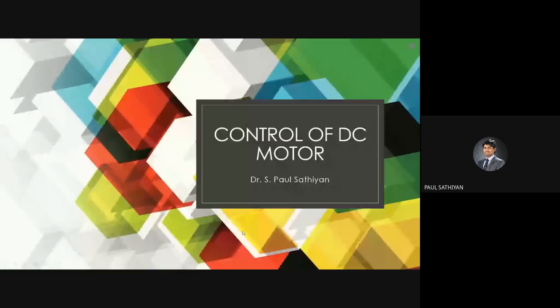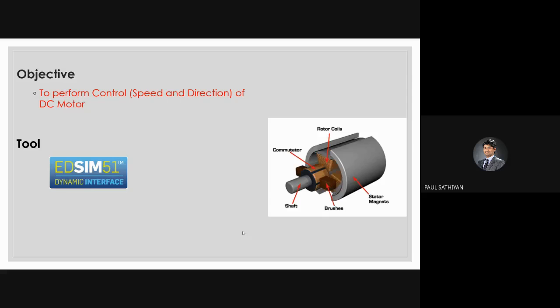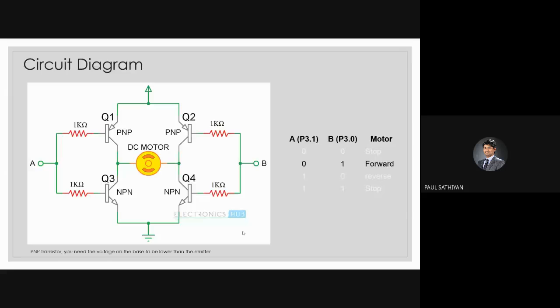Today we'll see how to control a DC motor. We'll write an 8051 assembly level code to control a DC motor. That is our objective. The tool we are going to use is EDSIM51. Using that simulator, we are going to control the motor.